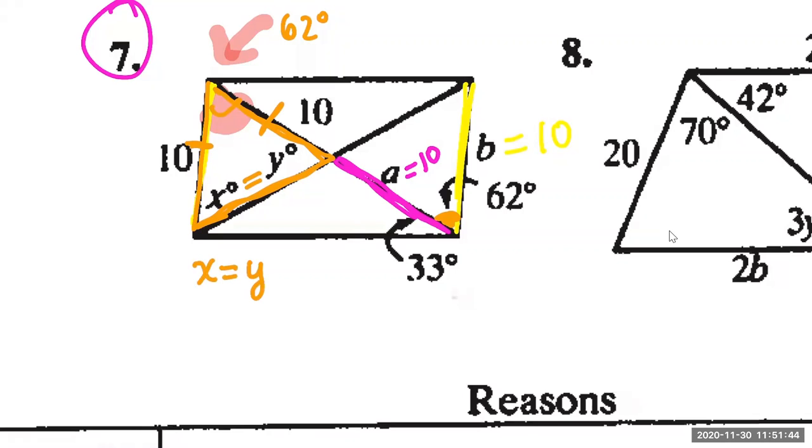If you haven't figured it out already, because some of you guys have, can you figure out what x and y are equal to? What is x and y equal to? Knowing that the top angle, that vertex angle, is 62 degrees. Good, Benjamin?